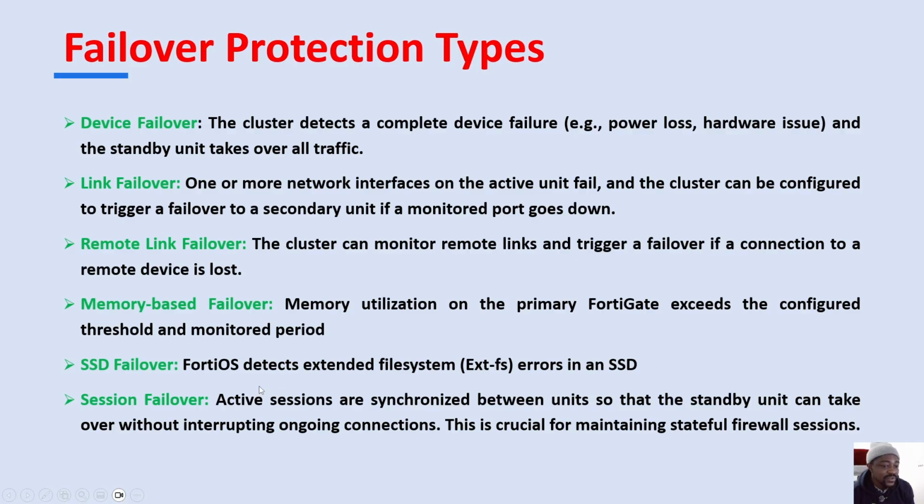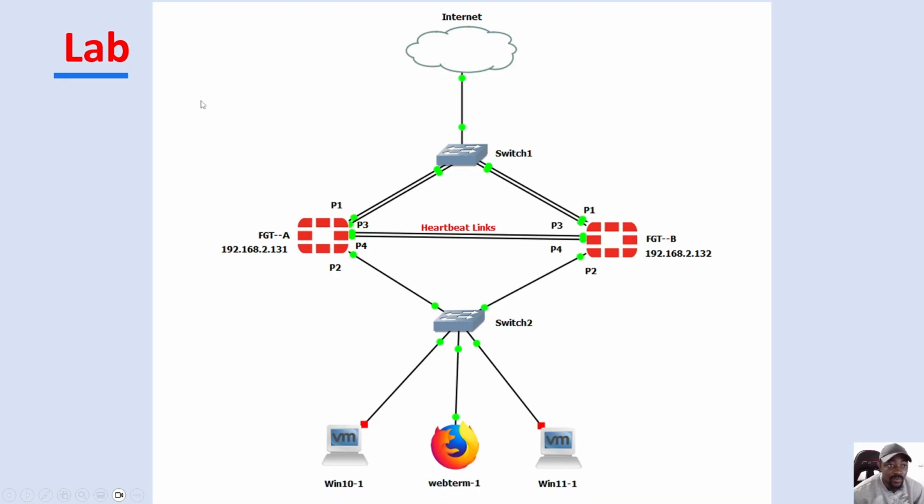There's also what we call session failover. There are some stateful firewall sessions, mostly related to VPN or IPsec sessions, that are configured in such a way that if the primary FortiGate is overwhelmed with too many connections or sessions, a failover can be triggered, so that the traffic for those sessions can be sent to the secondary FortiGate device and continue without interrupting ongoing connections. Now we are going to jump into our lab environment.